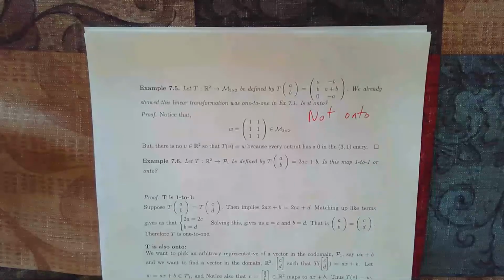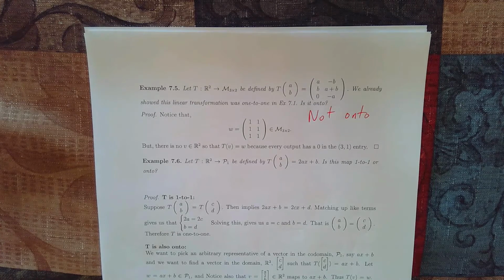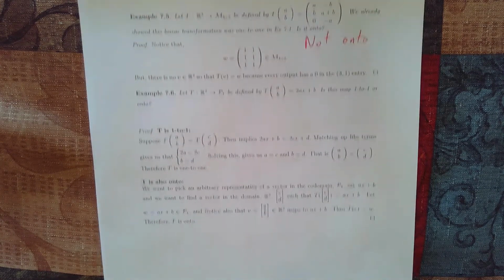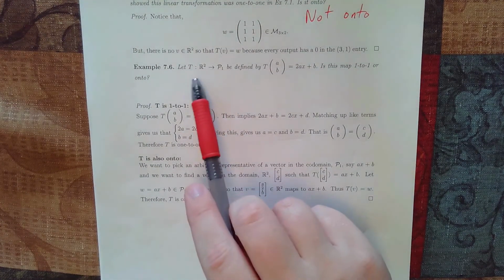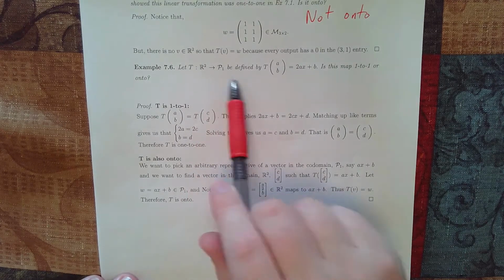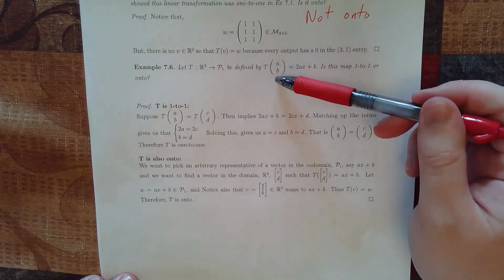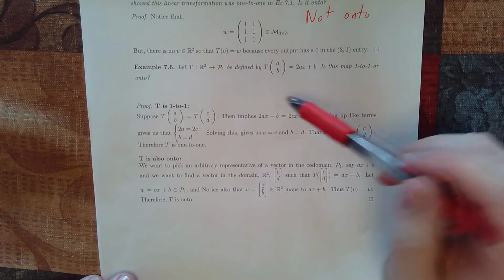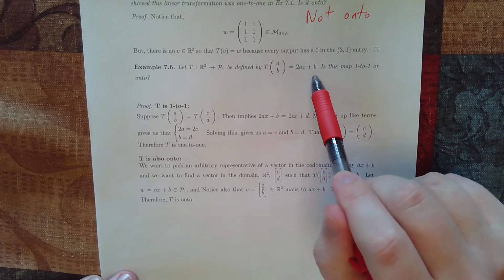All right, let's look at something maybe that we can find both 1-to-1 and onto for. So suppose we've got a transformation going from R2 to P1 defined by taking and transforming an A, B in R2 into 2AX plus B.